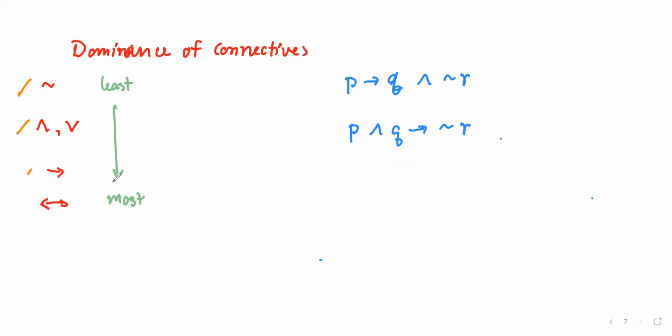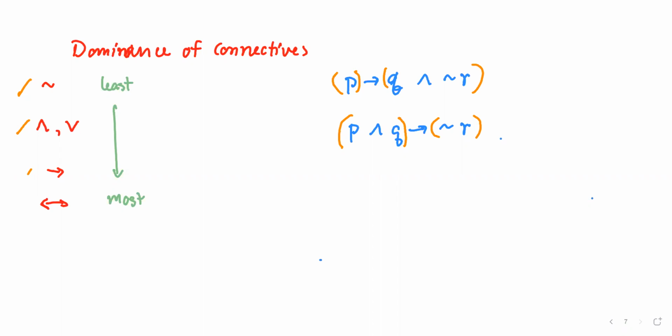As you see, we have negation, we have and, or, and we have the if then. So for the first one, the most dominant is the if then. That means we group the left and group the right. Similarly for the second one, when the if then changes position, everything on the left side of the arrow is considered as one group, and the right side as one group. That's the way to identify the order or dominance of the connectives.